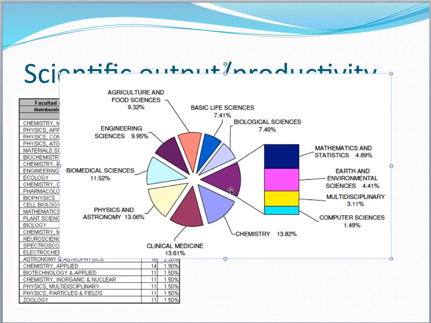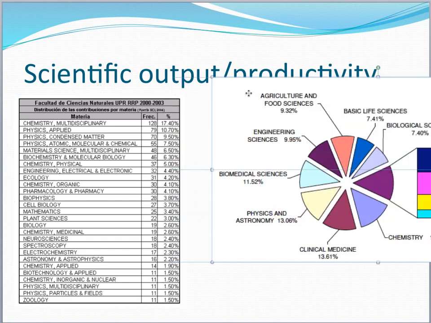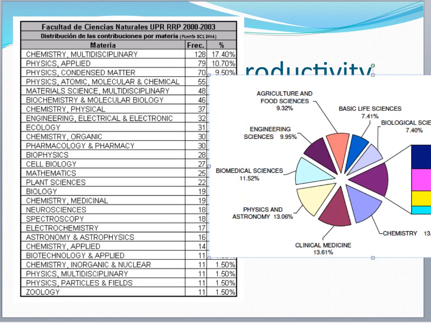And we have a detail of this here. We have math 4.89%, earth and environmental science 4.41%, multidisciplinary science 3.11%, and computer science 1.49%. So these are examples of things that you can do when you do citation analysis and bibliometrics. Let me see here. We have another paper here. Let me move this a little bit so we can see this one easier. Put this one smaller.